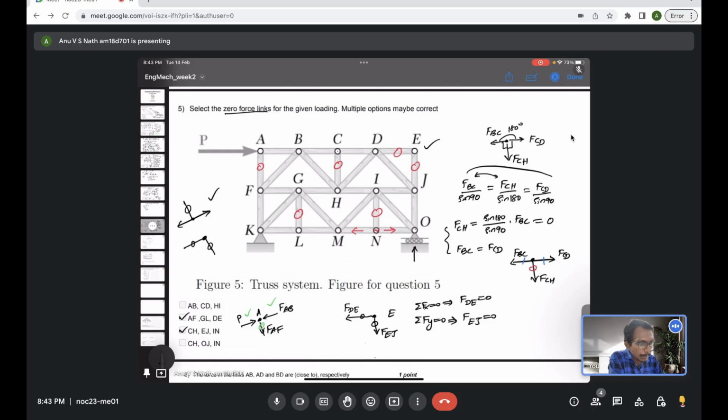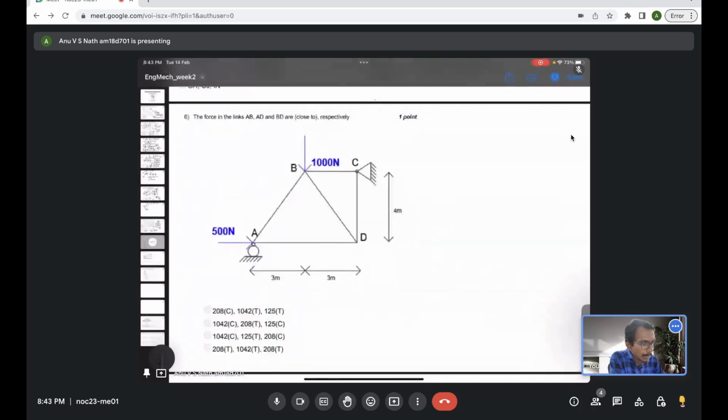So, this is another question. I think you can try it yourself right now. This is actually fairly simple. You have a stable and determinate system. You have 2 support reactions at C and 1 support reaction at A, and you have only 2 triangles, and you have to find the forces in links AB, AD and BD. So you can use either method of joints or method of sections or a combination of both. It's fairly simple because you have only a few joints and few links.